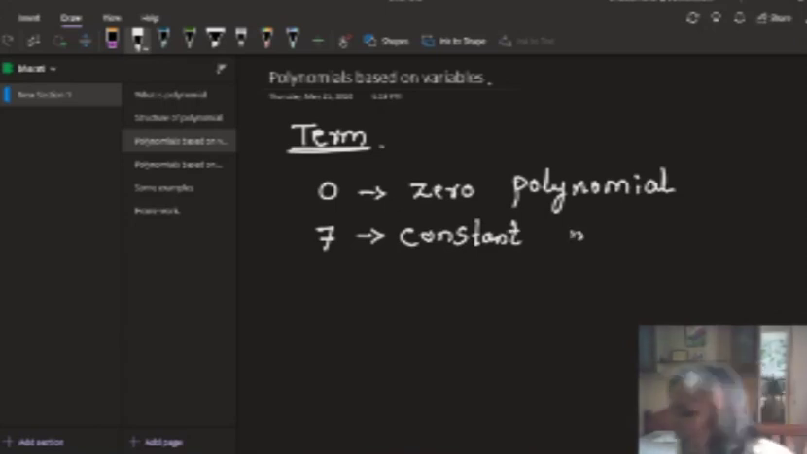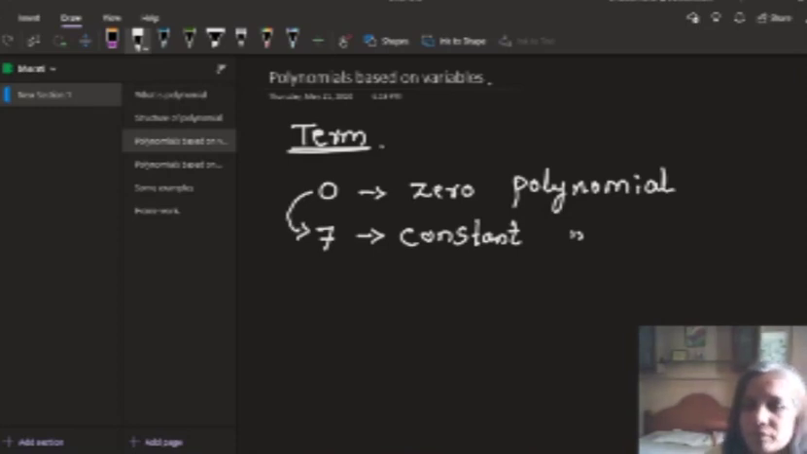We call it a constant polynomial. Okay, now can I ask you one question? Whether 0 polynomial is a constant polynomial? Yes, 0 is a constant. It is a constant polynomial because the value of 0 will never change.